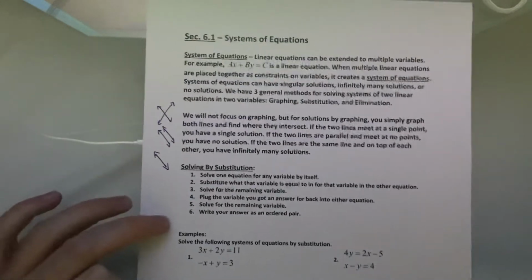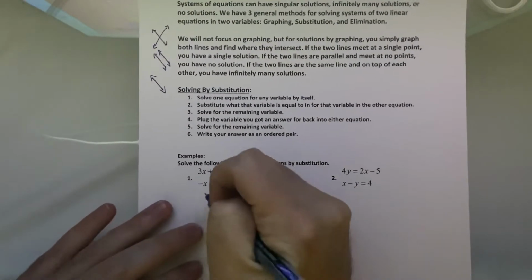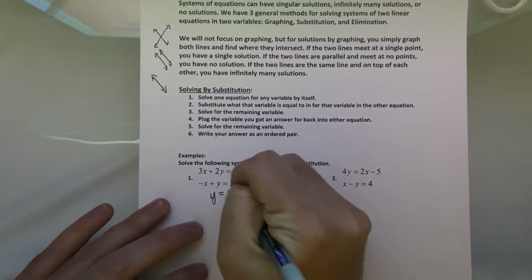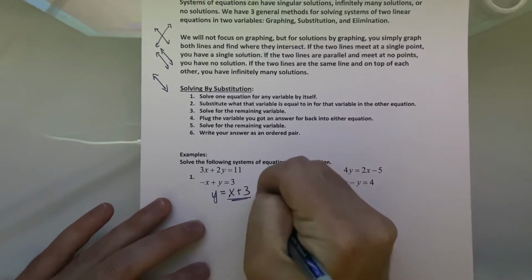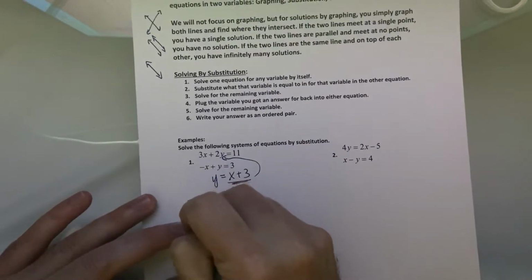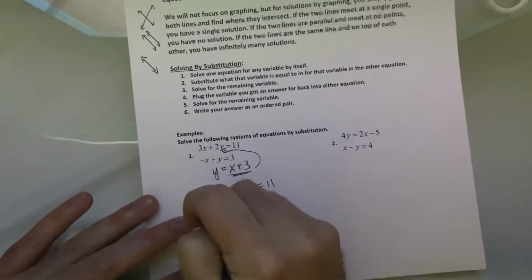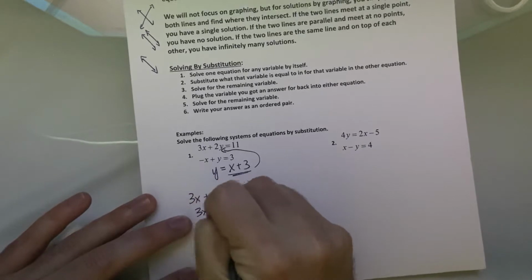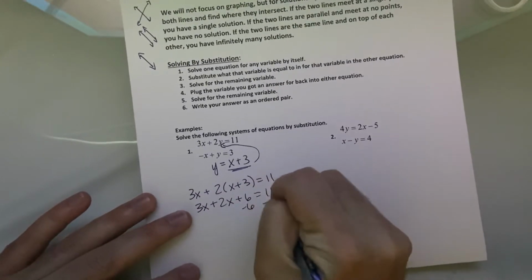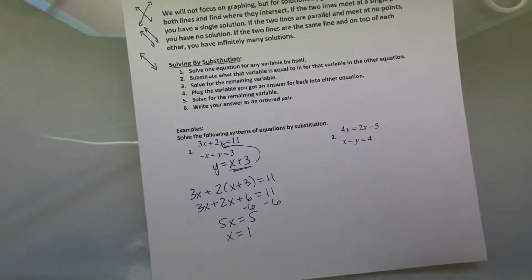So for 3x plus 2y equals 11 and negative x plus y equals 3, y is probably easiest to get by itself, so y equals x plus 3. Once y is by itself, this goes in for the y in the other equation. 3x plus 2 times x plus 3 is 11. That's 3x plus 2x plus 6 is 11. Subtract the 6, we get 5x equals 5, so x is 1.